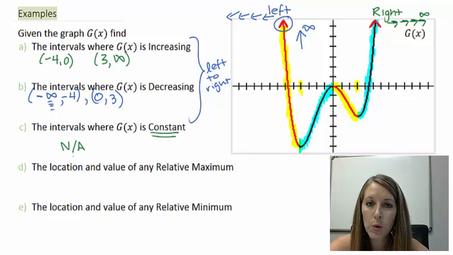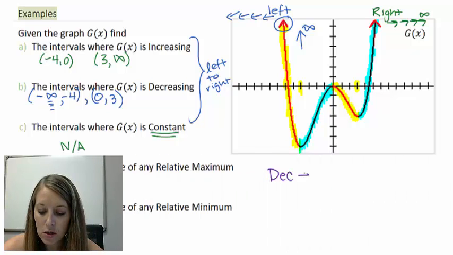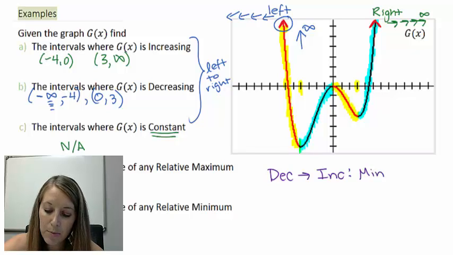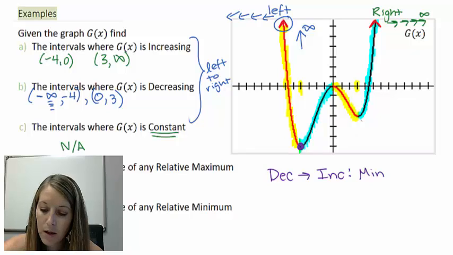Now, any time where it switches between decreasing and increasing, that gives us where we have a maximum or a minimum. So if it ever goes from decreasing to increasing, that means I have a low point on the graph, and that's where I have a minimum. So for example, where it switches from yellow to blue, I have a minimum here, and I have a minimum there. So what are those values?